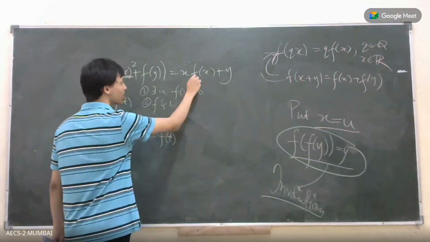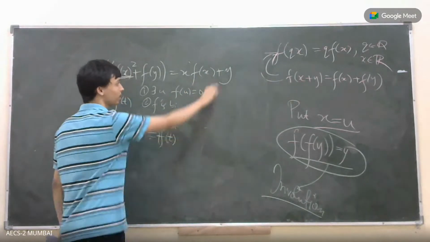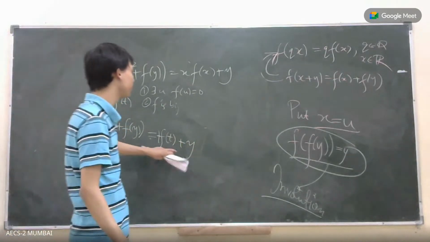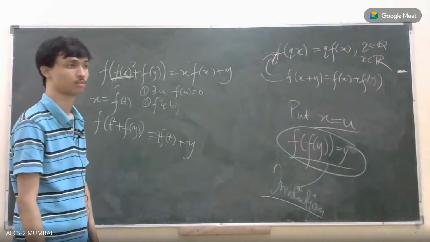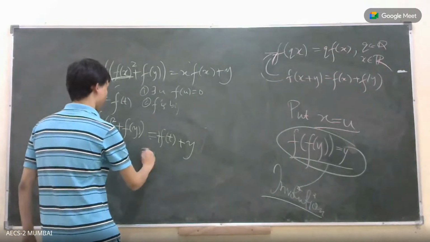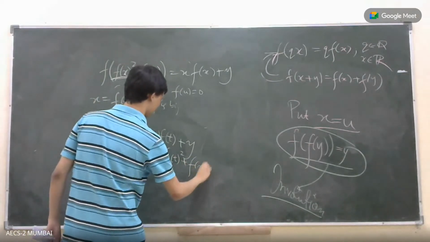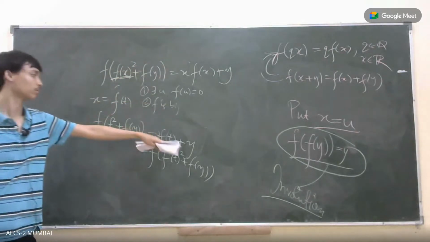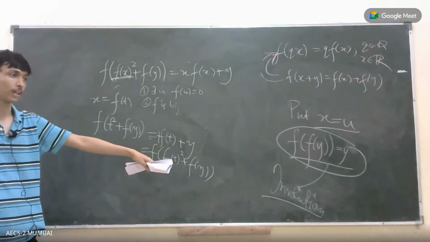So x is f(t). What is f(f(t))? t, right? And y remains y. Now what is f(f(t)) plus y? f of f(t) squared plus f(y), right? Just put x equal to t. f(f(t) plus y) is f of f(t) squared plus f(y), right?